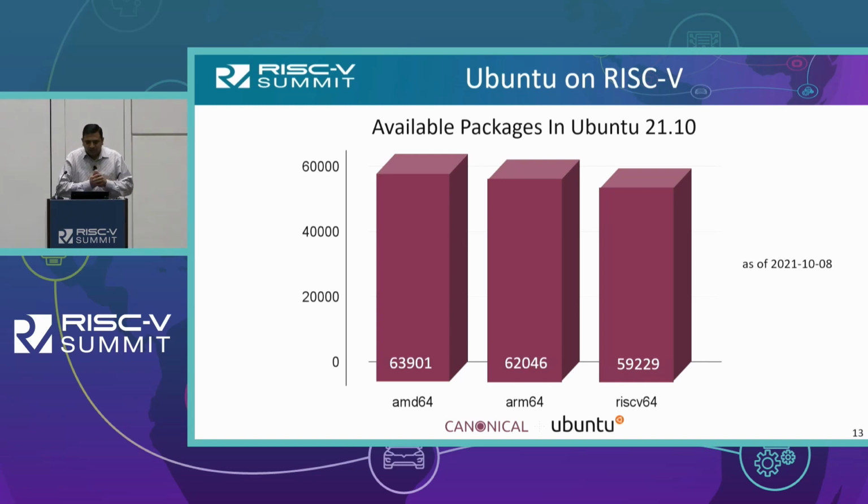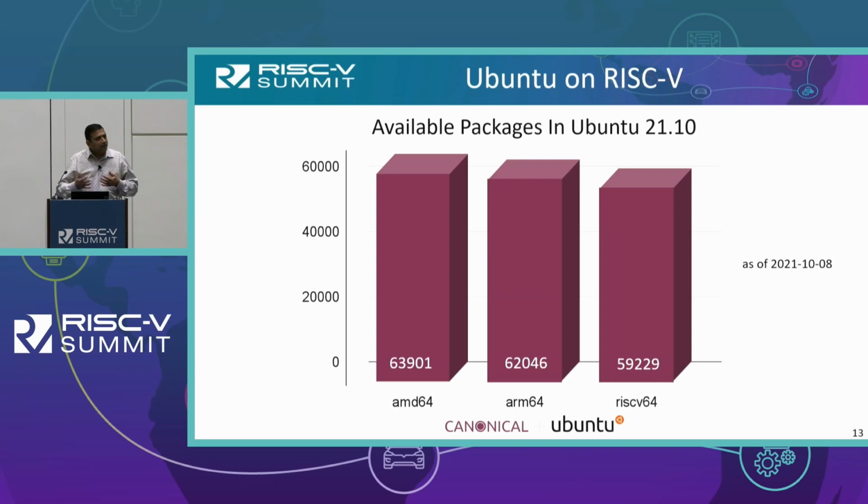You can see that x86, AMD64, has about 64,000 packages. ARM64 has about 62,000, and RISC-V has about 59,000. So we are pretty much a first-class citizen when it comes to the number of packages. It's pretty well complete, a full offering that Ubuntu has. That's important. And this is as of the 10th of October, 2021.